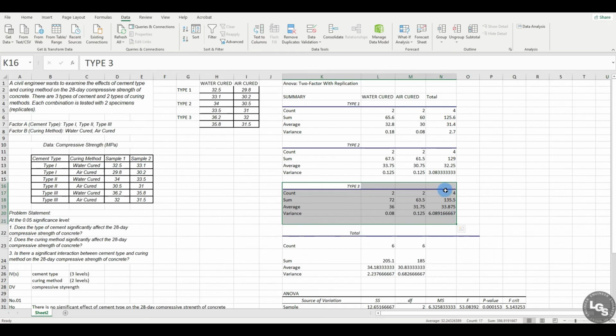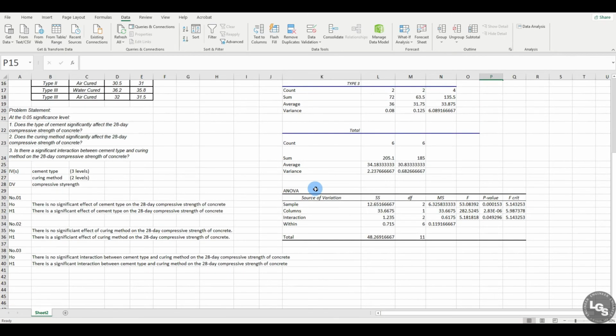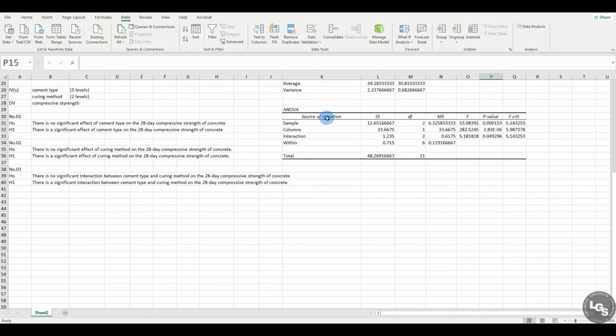So we can use these computations in interpreting our results. Then we have the total. And the most important, we have here the ANOVA table. Same as in the one-way ANOVA, we have the source of variation, but here we have sample, columns, interaction, and within. Then we have the SS, that is the sum of squares.